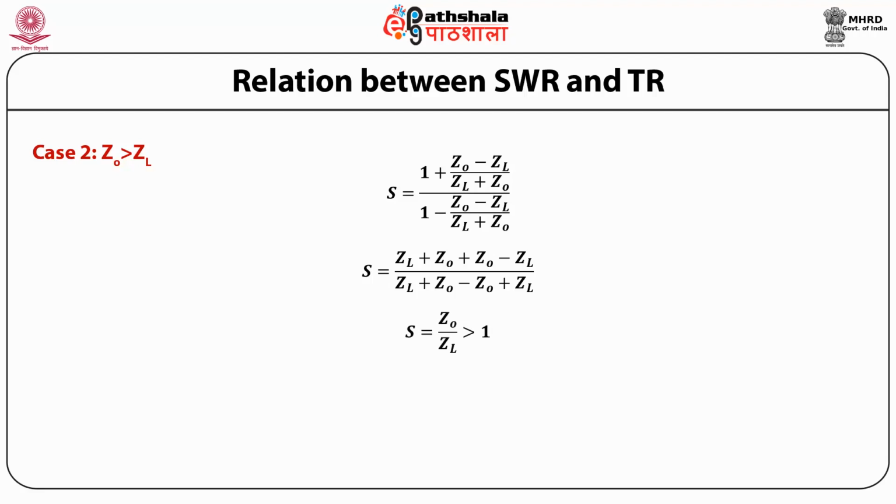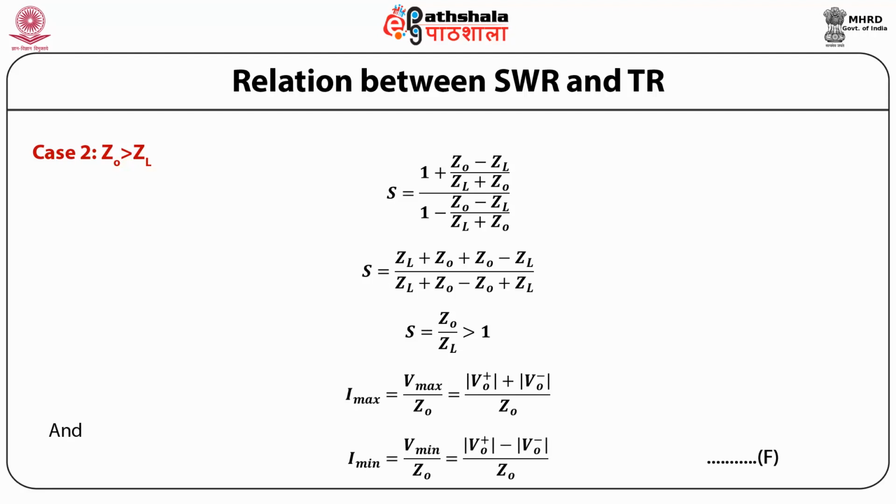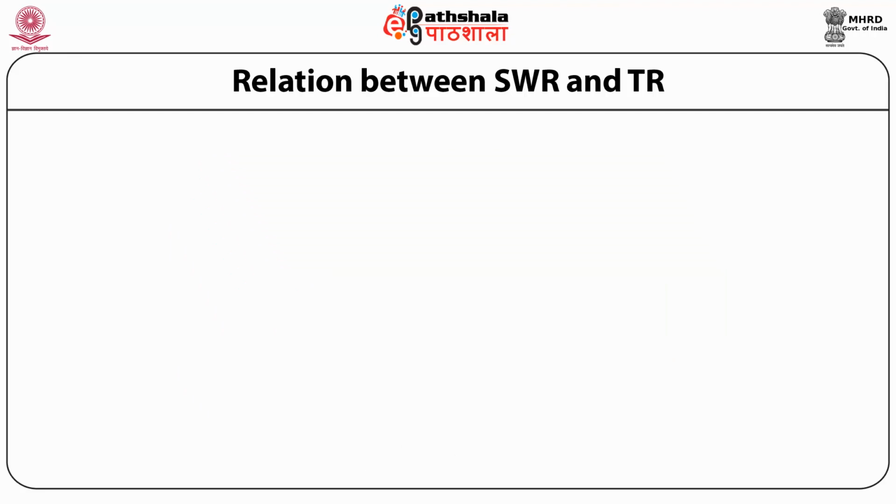So your S is equal to Z0 by ZL, greater than 1. And your Imax is equal to Vmax by Z0, equal to V0 plus V0 minus, divided by Z0. And Imin is Vmin by Z0, equal to V0 plus minus V0 minus, divided by Z0.